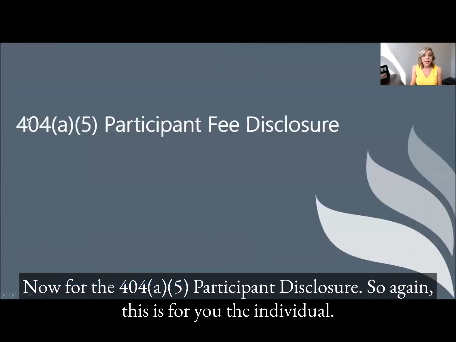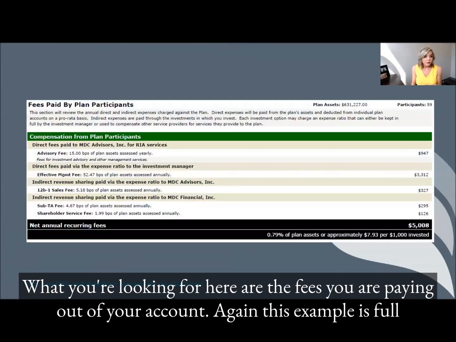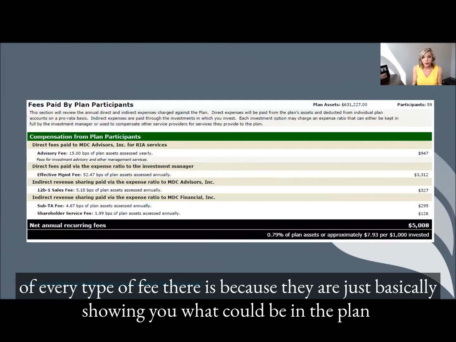Now for the 404(a)(5) participant disclosure. So again, this is you as the individual. What you're looking for here are the fees that you're paying out of your account. Now, again, this example is full of every type of fee there is because they're just basically showing you what could be in the plan.